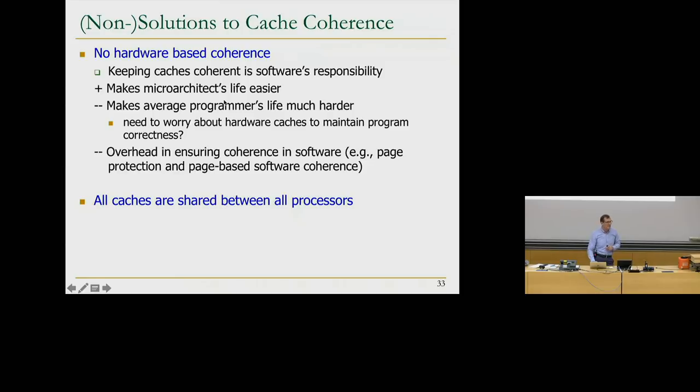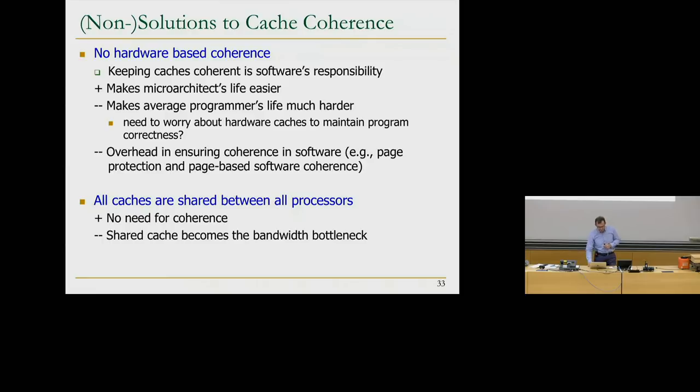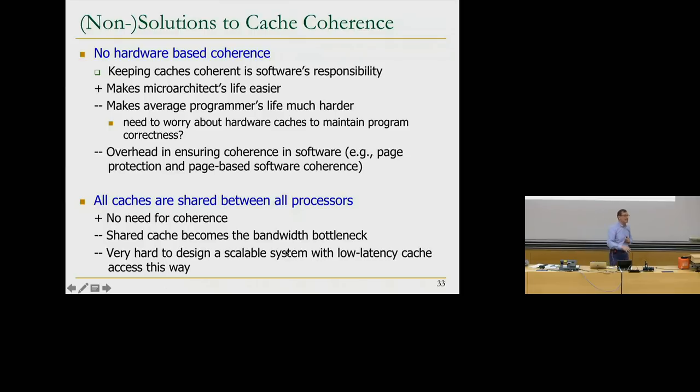The other non-solution to cache coherence is making all caches shared. Basically, all caches are shared between all processors. Clearly, that solves the problem because you don't have the replication problem of a cache block, since you don't have private caches, and there's no need for coherence as a result. But if you make all caches shared, they essentially become the bottleneck, because the reason you can enable low access latency to a structure is that you can have a quick interconnect connected to the computation unit next to it. Now, if you try to have the entire cache shared between all processors, you have a bandwidth bottleneck because you have a lot of connections going into that memory structure. So it turns out it's very hard to design a scalable system with low latency cache access if you want all of the caches shared.